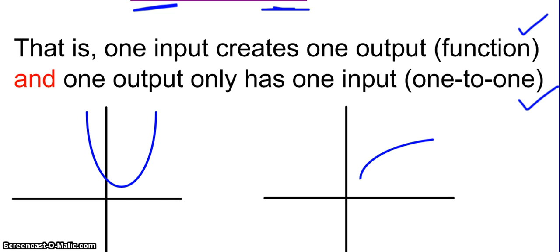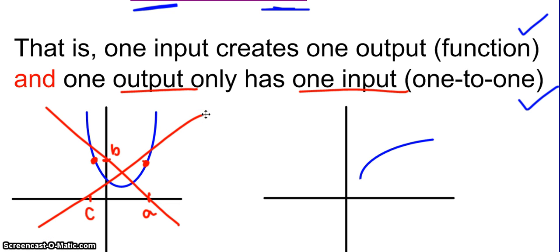So thinking about this graph of a parabola, if I put in, we'll say this value a, I get back this output, we'll call it b. But if I put in c, I also get back b. That can't happen because one output only has one input. If I look at this output of b, I could have said the input was a, or I could have said the input was c. That's a problem. This is not one-to-one.